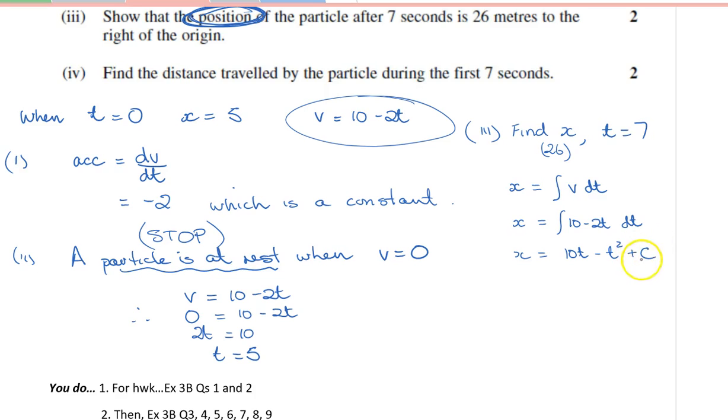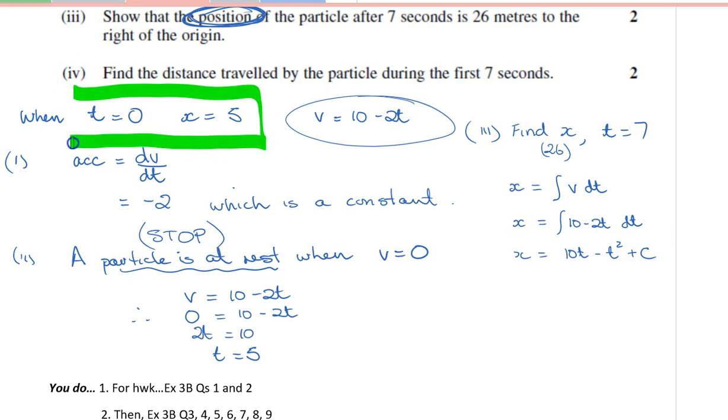We need to work out this integration constant. That's why we were given this important information. You'll get used to this and know to go looking for it in future: when t was 0, x was at 5. So the constant is equal to 5. That gives us our complete function for displacement, which is 10t minus t squared plus 5.